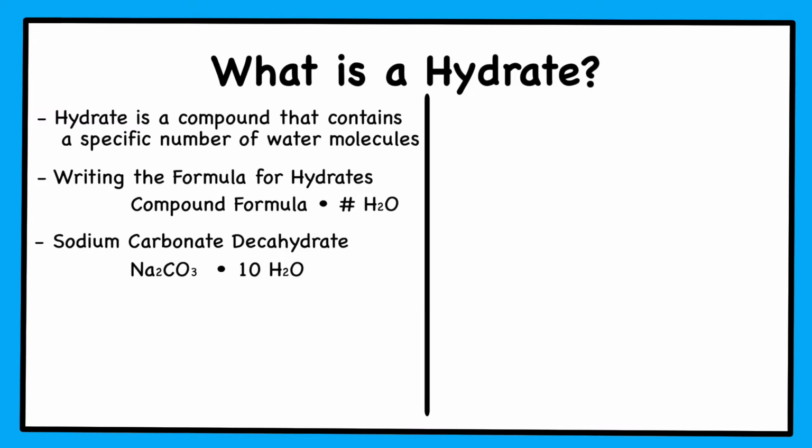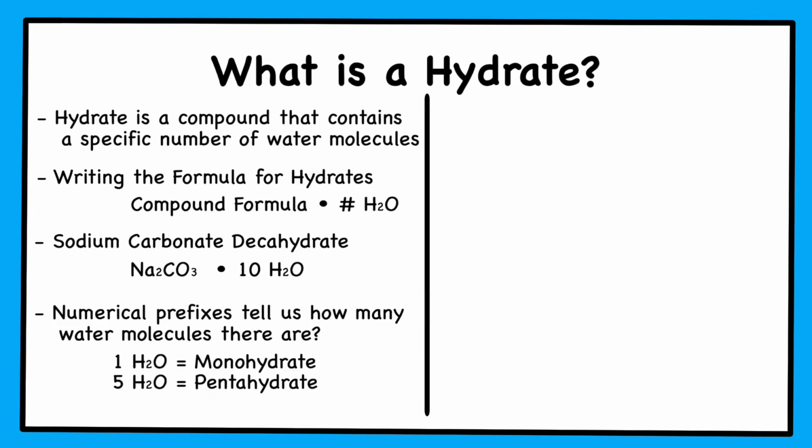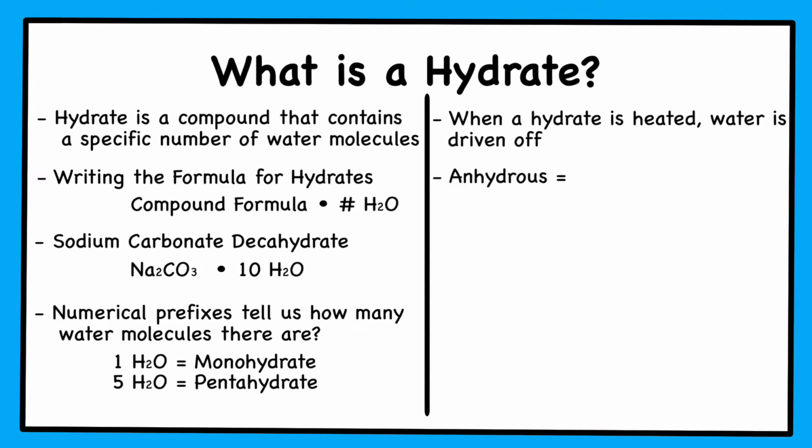As you can conclude, deca means 10 and is paired with the formula H2O giving us our hydrate. We can put any numerical prefix to determine how many water molecules are involved in a hydrate. So 1 water molecule would be monohydrate, while 5 water molecules would be pentahydrate. When a hydrate is heated, water molecules are driven off, leaving an anhydrous compound, or one without water.